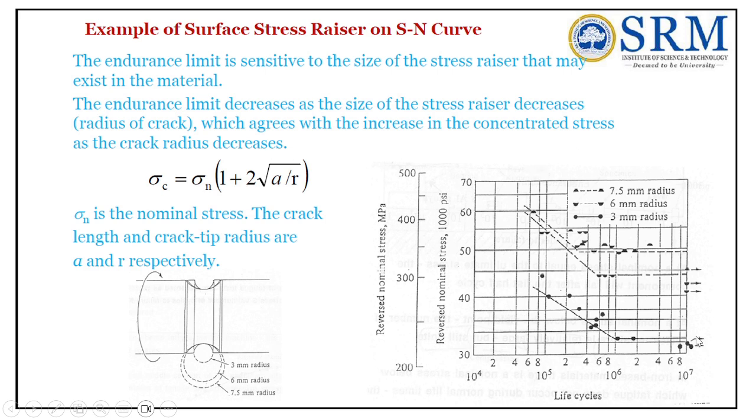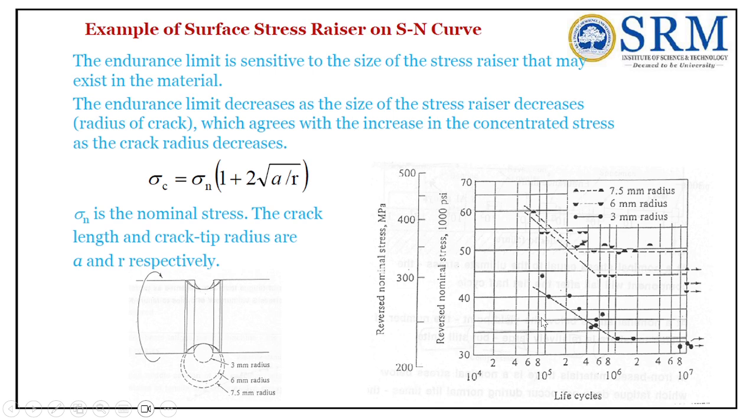You can see this in the right hand side diagram. This is a diagram drawn between the reversed nominal stress and the number of cycles to failure. You can see the first one, 7.5 mm radius, where the radius of the crack is bigger, the stress concentration is less in this case. Whereas in the 3 mm radius material, the diagram is shown at the bottom. You can see the stress concentration is more in this one.